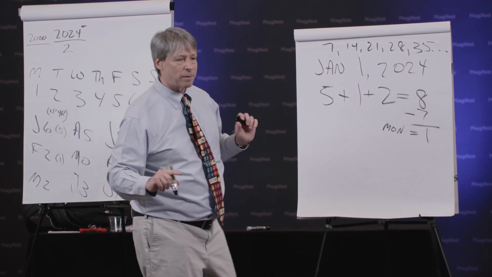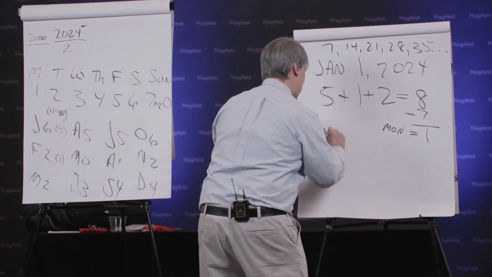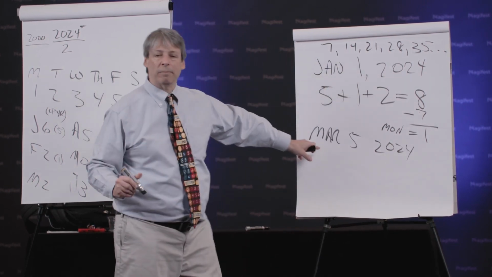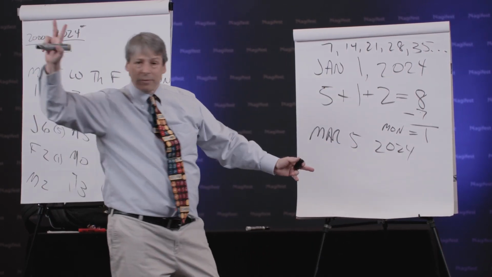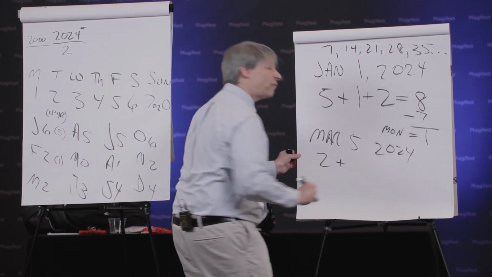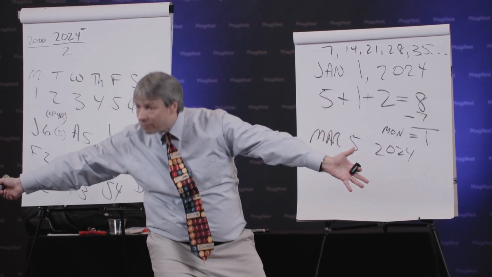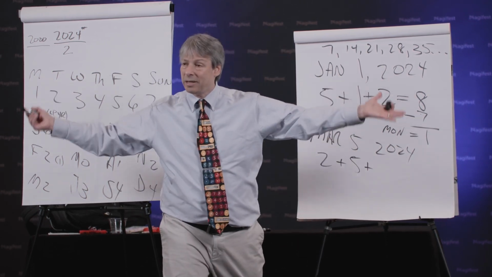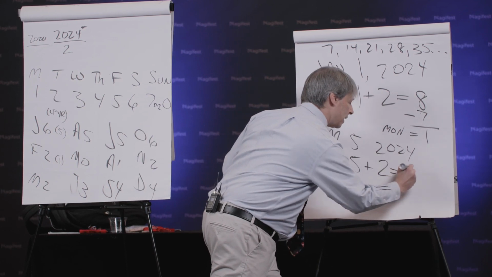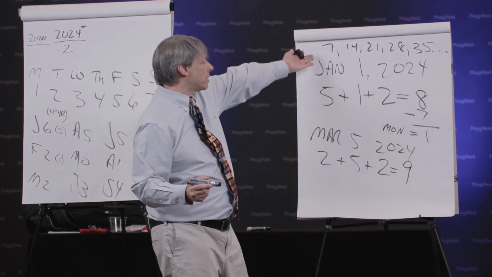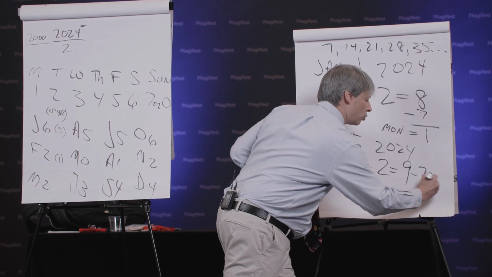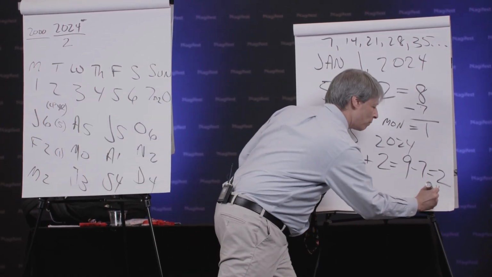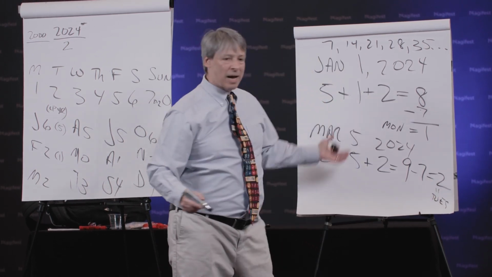How about your birthday? March 5th, 2024. So March is what? March to the beat of the drum, so there's 2. For March 5th, we add 5, and for 2024, we always add 2. Add those together, we get 9. What are we going to subtract? 7 to give us 2, and 2 is Tuesday. So this year, your birthday will be on Tuesday.